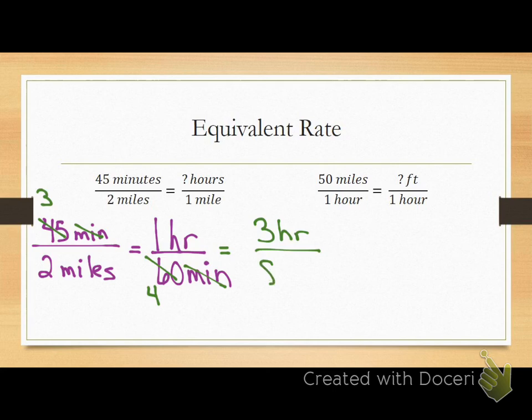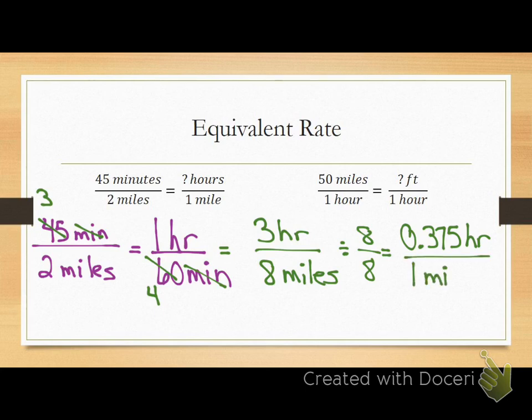over 8 miles. Well, here's the problem now. Did it ask me how many hours per 8 miles? What did it ask me? How many hours per 1 mile? So now I have to find the unit rate. How do I find the unit rate? Divide top and bottom by 8, and I get 0.375 hours per mile. And now I've found my answer.